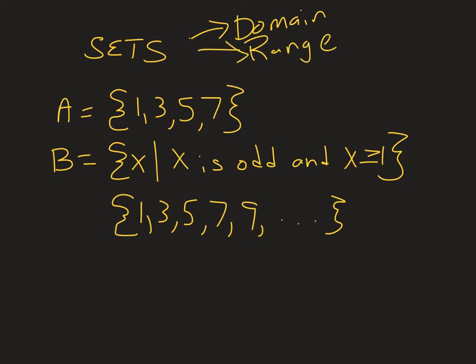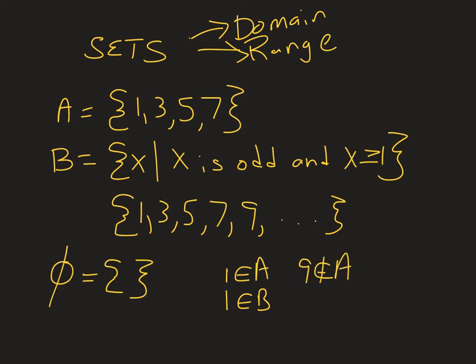Some notation that you might need to be familiar with is the empty set. This is the set that contains nothing. Sometimes it's written like this with two brackets with nothing in them. We talk about the elements of a set. So for example, 1 is an element of A. 1 is also an element of B because it's in both sets. But 9 is not an element of A, because 9 is not one of the members of the set A, but 9 is an element of the set B. So there we have sets.